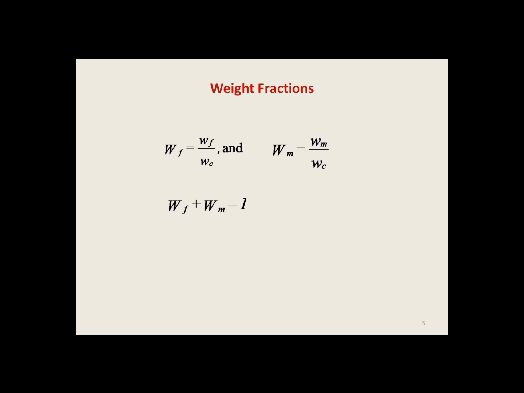As we had discussed in the previous slide, once again the sum of mass fractions must be unity. For example, capital Wf plus capital Wm equals 1. And finally, with the help of the above equation, small Wf plus small Wm equals small Wc. It means fiber weight plus matrix weight equals the weight of the composite.